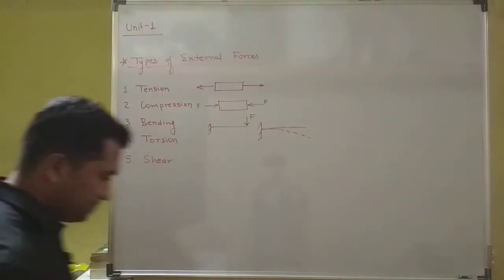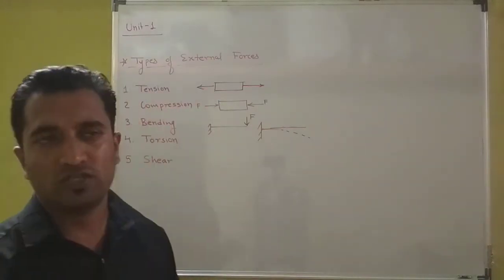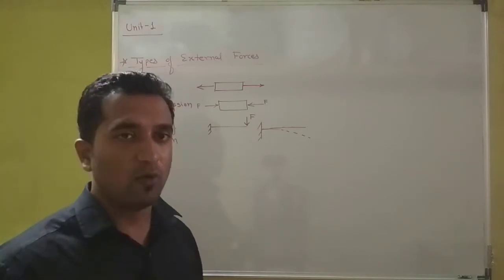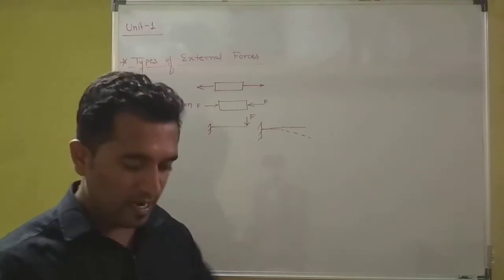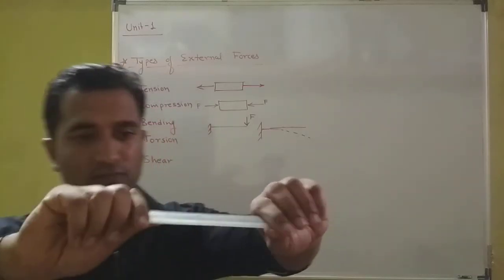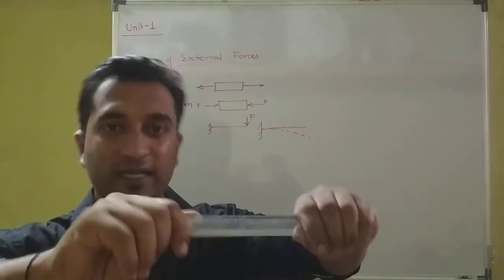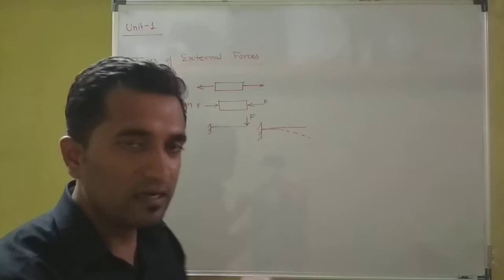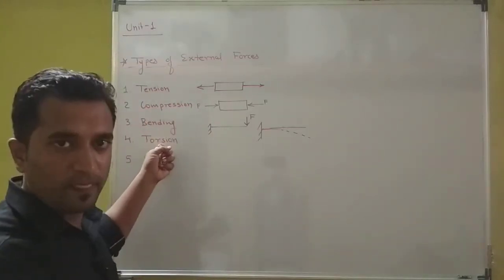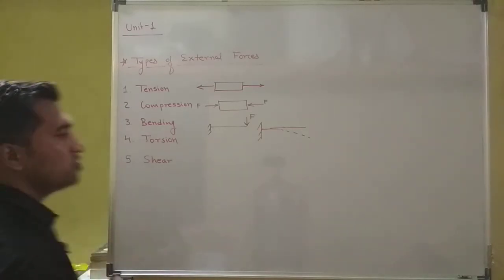For torsion, we can say that a body is subjected to torsion when we are applying twisting. When we are twisting that body, or we are applying twisting movement like this. If this is the scale and if I turn like this, what is happening? It is getting twisted. This type of force we can call as torsion. Okay. The next thing we will study here, the shear.